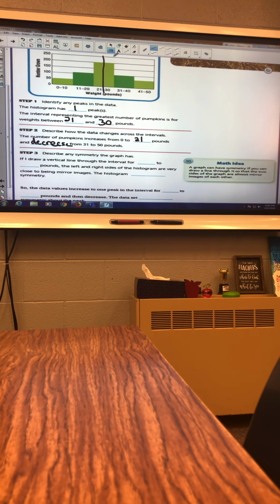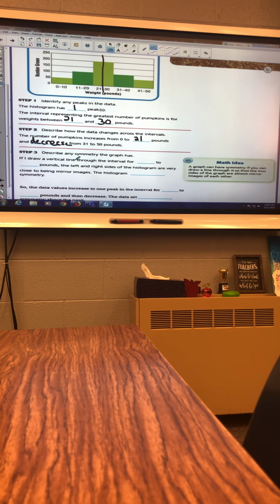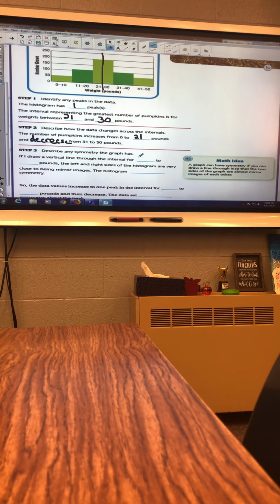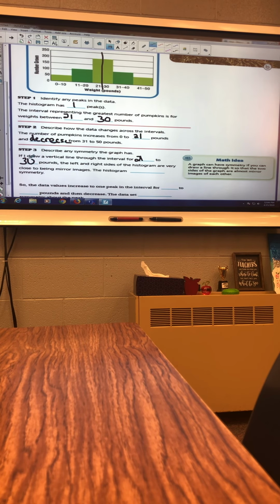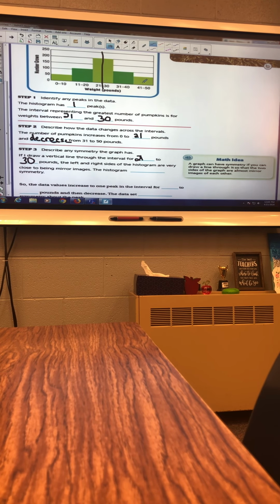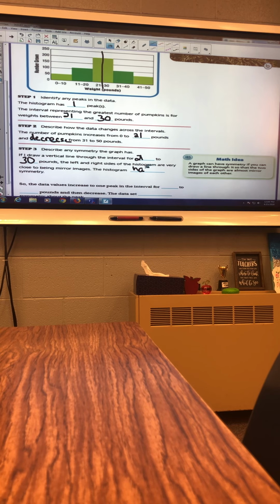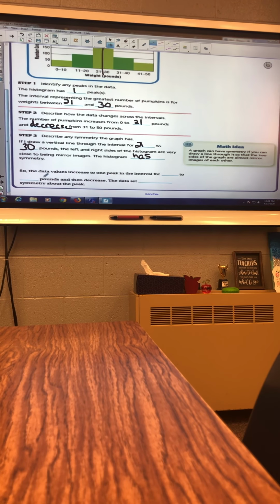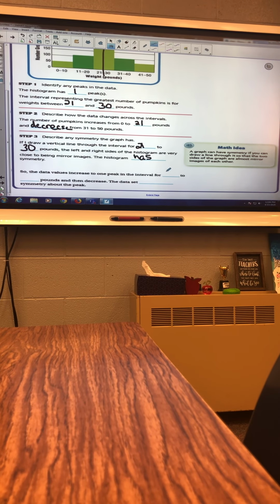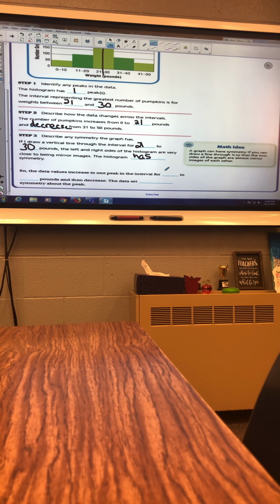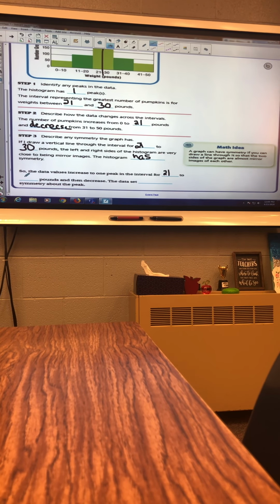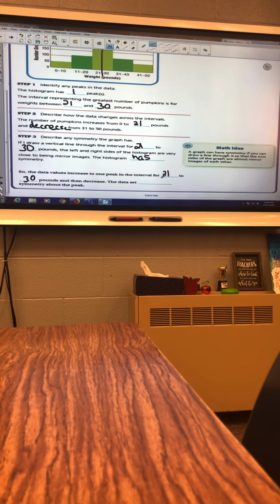Okay, so we drew our line through the middle. If I draw a vertical line through the interval for 21 to 30 pounds, you can see that this side and this side are pretty close together. So we would say that the histogram has symmetry. Okay? And so the data values increase to one peak in the interval for 21 to 30 pounds and then decrease. And the data set has symmetry.